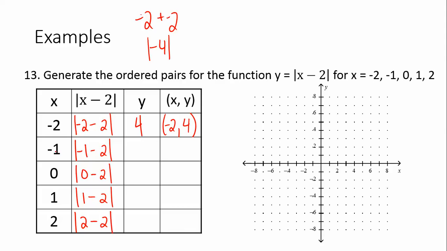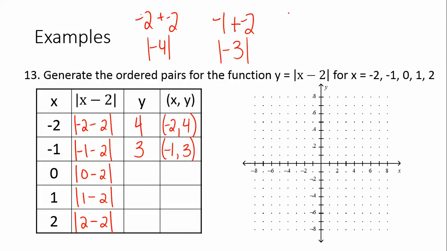On the next input of -1, we have -1 minus 2. We add the opposite. Those numbers have the same sign, so we need to add them, and they would get the sign negative since they're both negative. But again, we're taking the absolute value, which is going to make that 3 positive. So the next ordered pair is -1, 3. If you want to pause the video, try the next 3 on your own, and then check your work and see if you get the same outputs or the same y values.